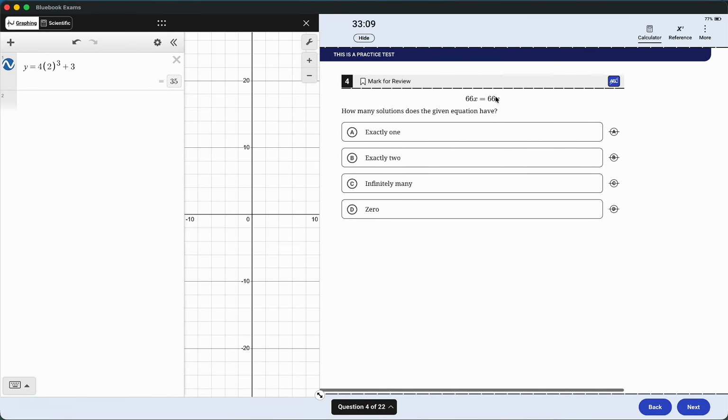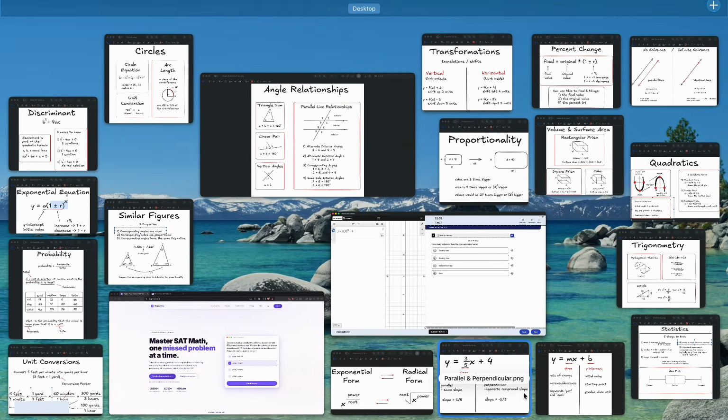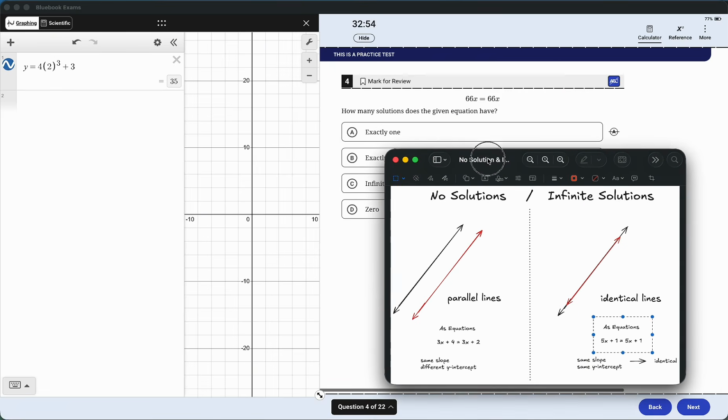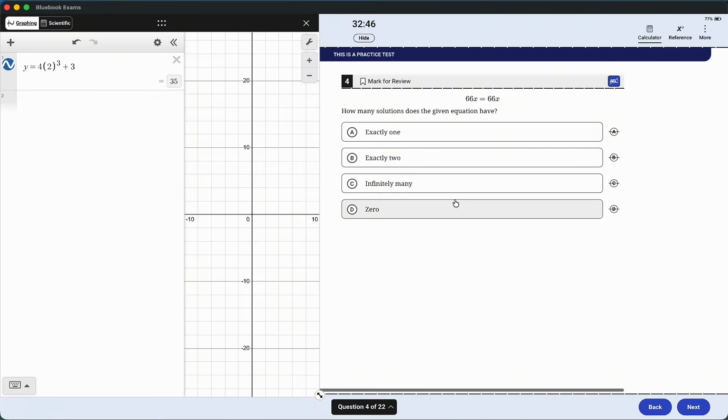Next one. How many solutions does this equation have, right? So you can type this into Desmos, but there's something you want to know for these. Let's just go over here. Infinite solutions and no solutions. These are 2 special cases, right? This is a case of infinite solutions. As equations, it's when you have identical equations. So if you notice that, it's really simple. You can just type this in and see, or you can just look at this and see that they're exactly the same, so it's infinitely many.